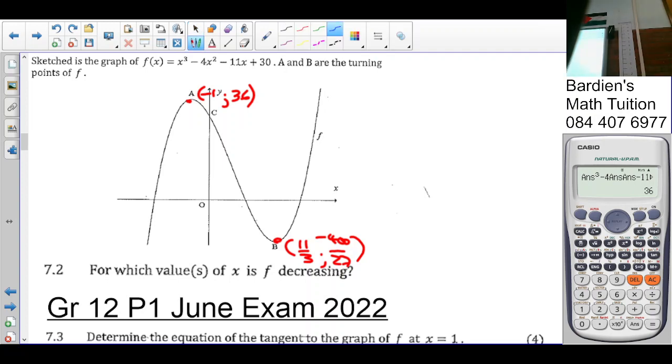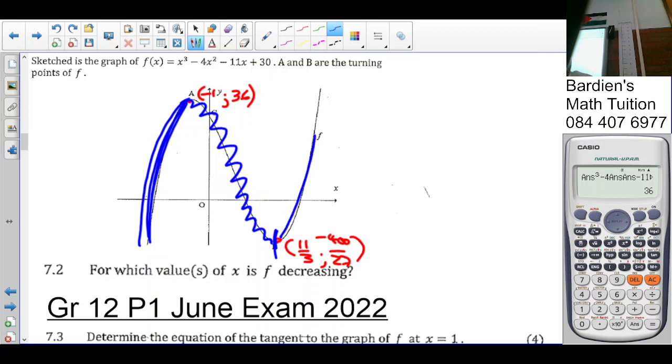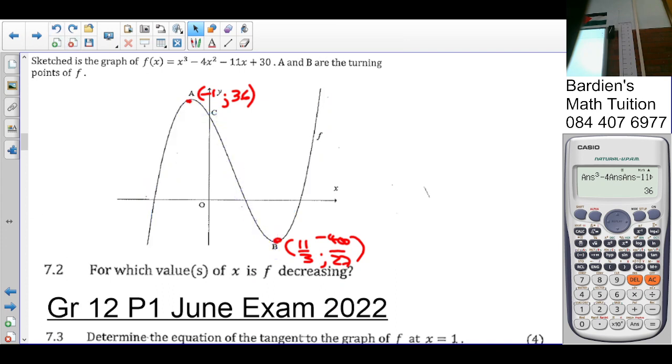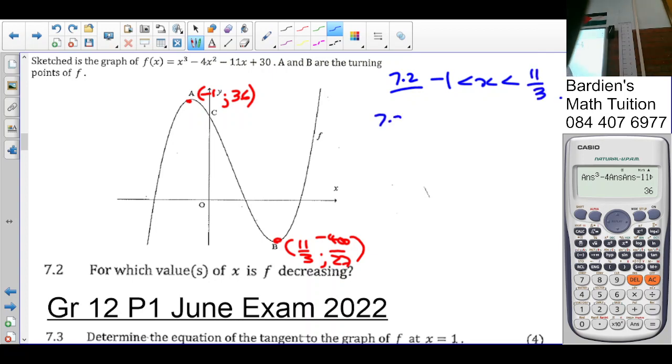As you can see here, as x increases, the value of y increases. So this part of the graph is increasing. So the graph is decreasing from an x value of minus 1 all the way to 11 over 3, and then the graph is increasing again. So it's a continuous solution between negative 1 and 11 over 3, so that will be written together. So 7.2, x has to be greater than negative 1 but less than 11 over 3.